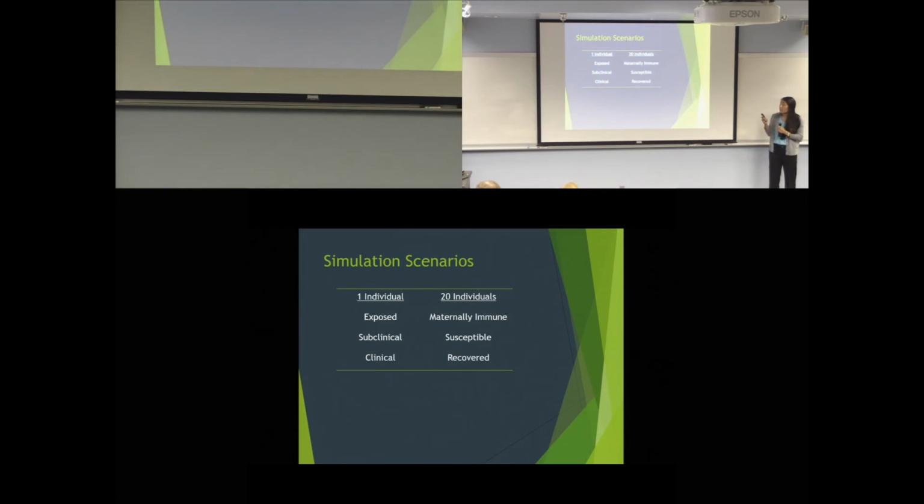So the 1 and 20 split. Our 1 individual that's infected can either be exposed, subclinical, or clinical, and our 20 individuals that are not infected can be maternally immune, susceptible, or recovered.